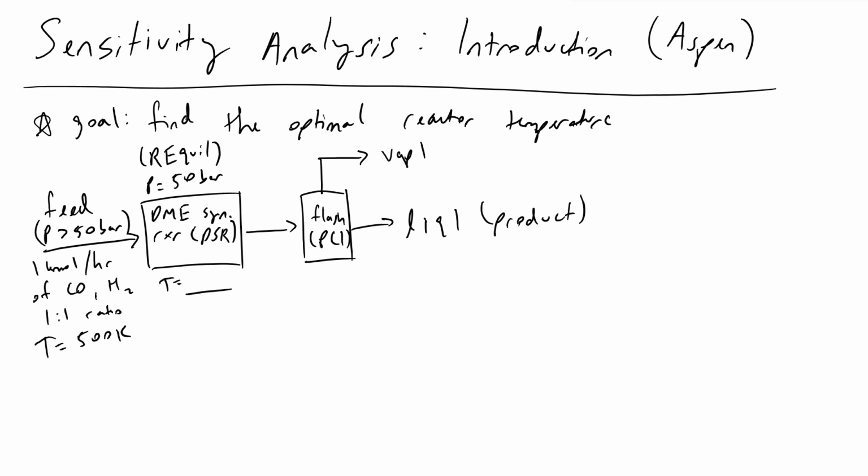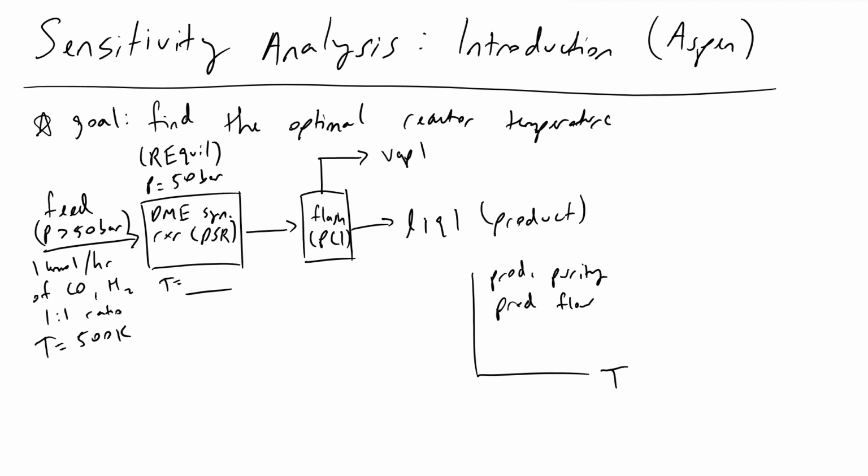and the end product of our sensitivity analysis is going to be some kind of plot in which we have temperature as the independent variable, and we will be able to see the product purity and the product flow rate as functions of our independent variable, temperature.